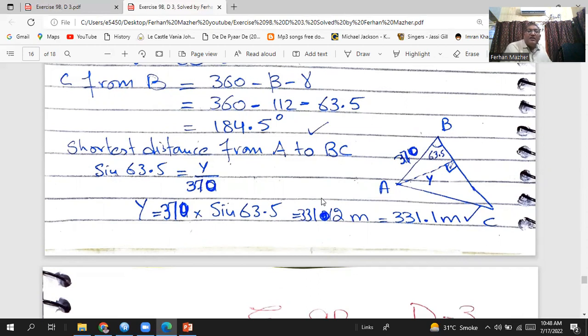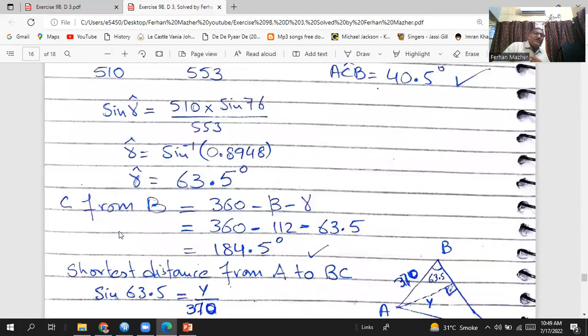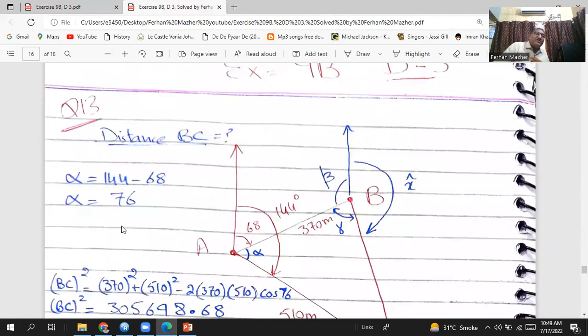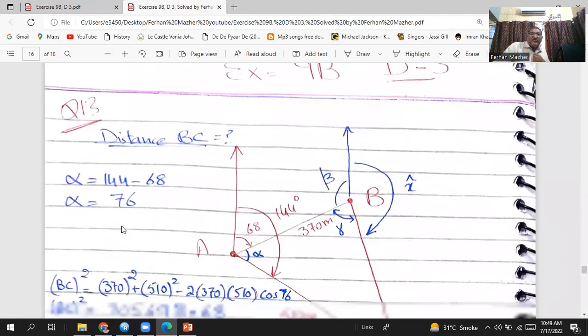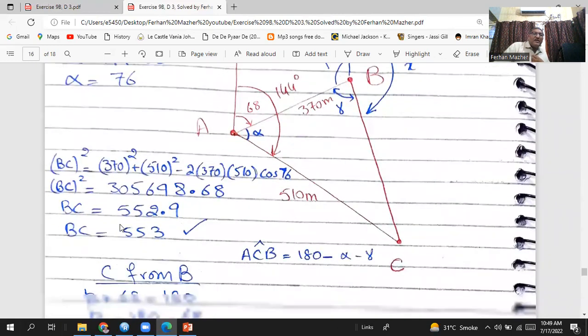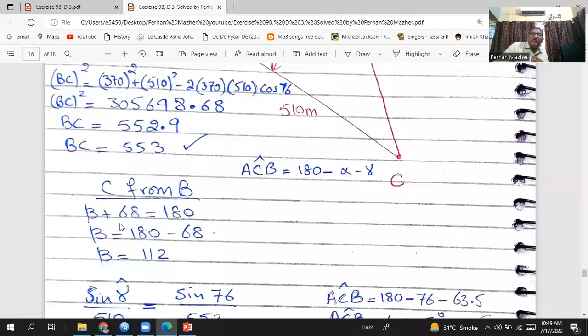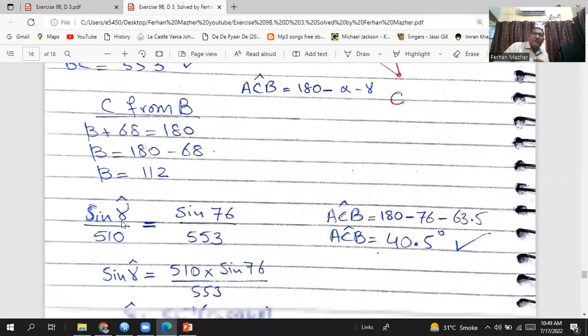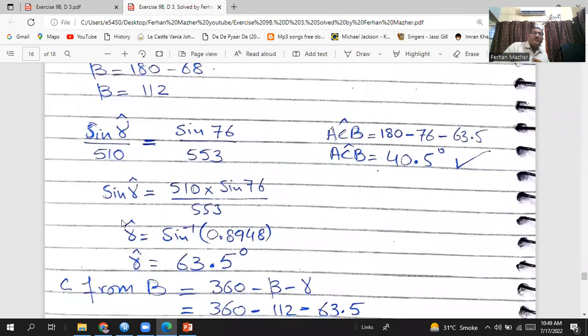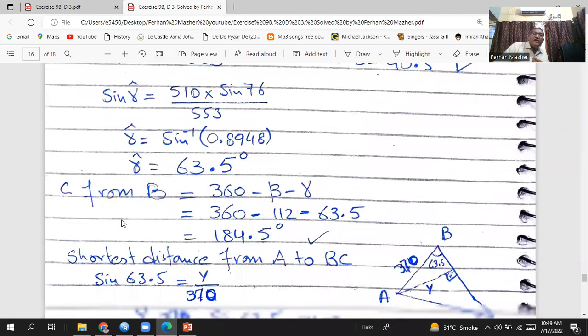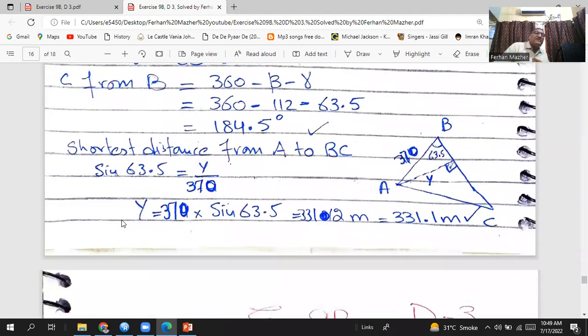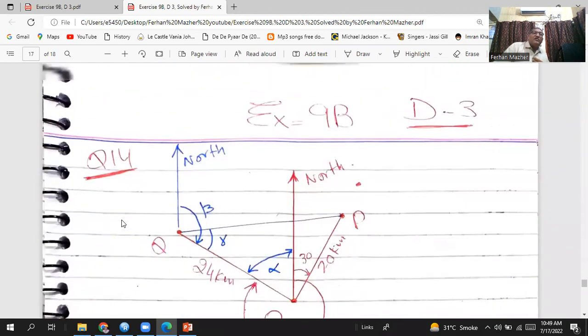So 331.1 meter is the answer. That's the perpendicular distance from the A onto the BC, and I hope you understand this diagram and this procedure. So that was question number 13. So my dear students, the question number 13 is just showing up the whole question, and they are lengthy questions. So I'm just rolling it down, and you can pause the video, you can slow down the video, and you can take your time to see this. So that was the question number 13.